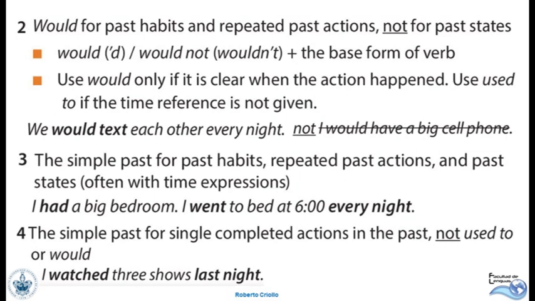In number 3, the simple past for past habits, repeated actions, and past states can also be used, but obviously with time expressions. For example, "I had a big bedroom. I went to bed at 6 p.m. every night." And we are usually going to use the simple past for single completed actions in the past. For example, "I watched 3 shows last night." It's an action that started and ended that night. It was not something that happened on a regular basis.